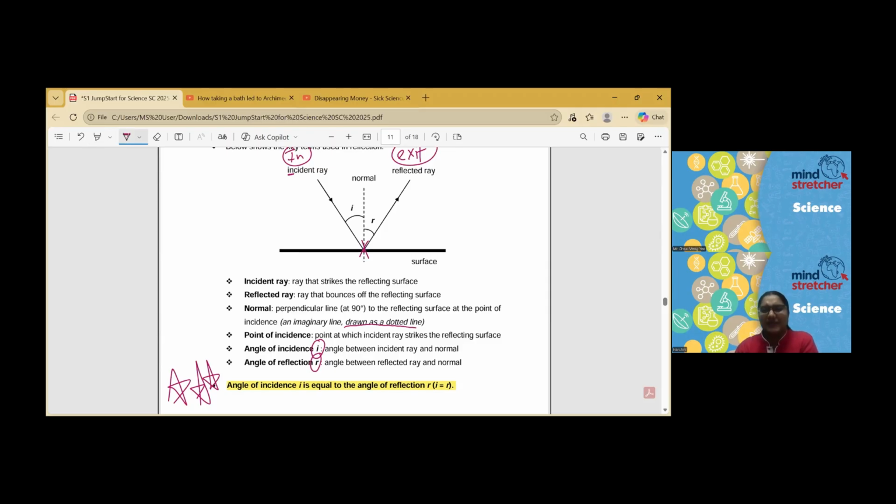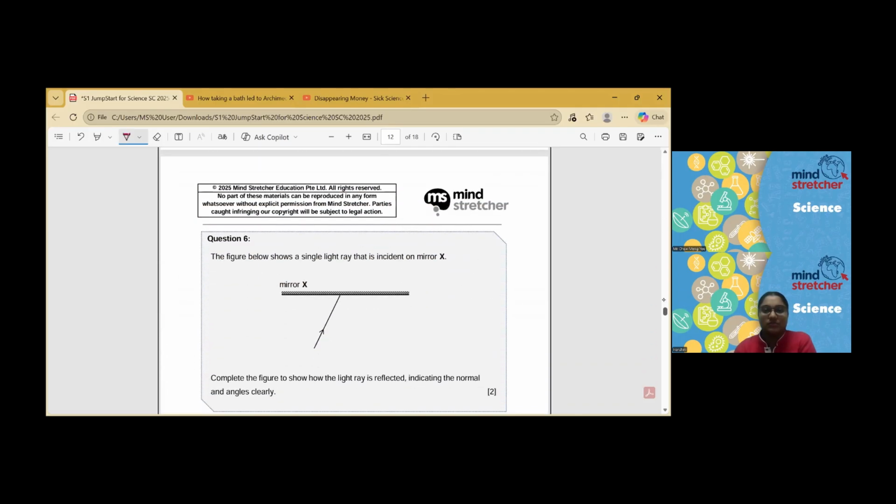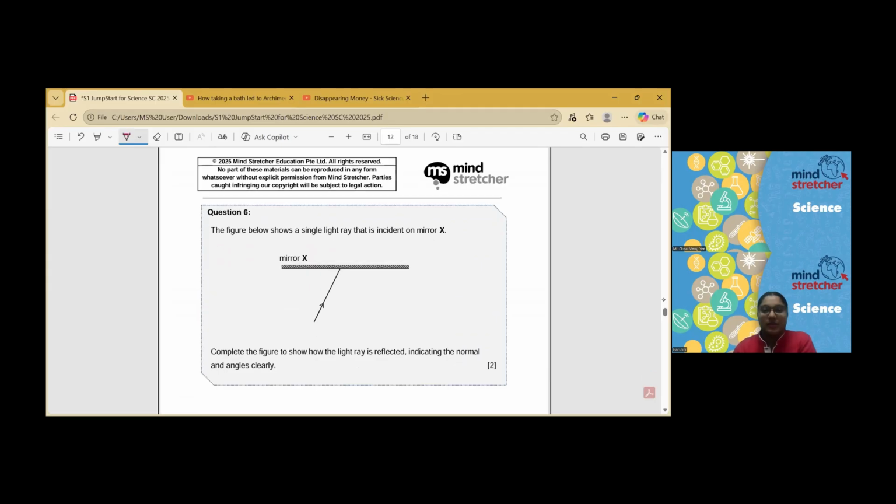Okay, everyone's surviving. The important thing here is that you have to know that I and R will be the same. Okay, so moving on. We have question 6 where you have to draw the single light ray and tell me how it's reflected, indicating the normal and the angle. So you can see that this is 2 marks, easy 2 marks to score.